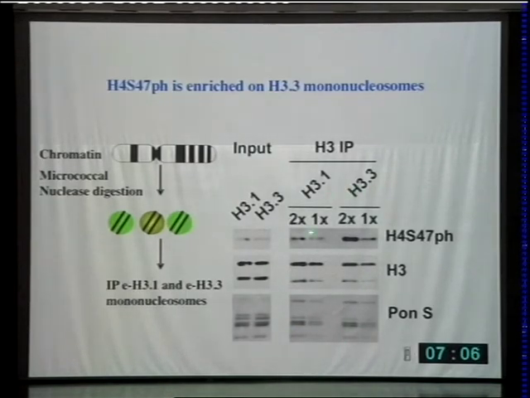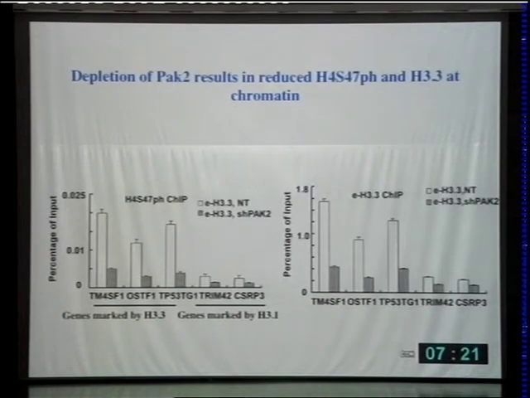You can see that H4S47 phosphorylation is enriched on H3.3 mononucleosomes compared to H3.1 nucleosomes. These results suggest that this modification may be enriched on H3.3 enriched genes. To test this idea, of course, we use a chromatin immunoprecipitation assay. Shown on the left is the H4S47 phosphorylation ChIP assay in non-targeting or PEG2 depleted cells.